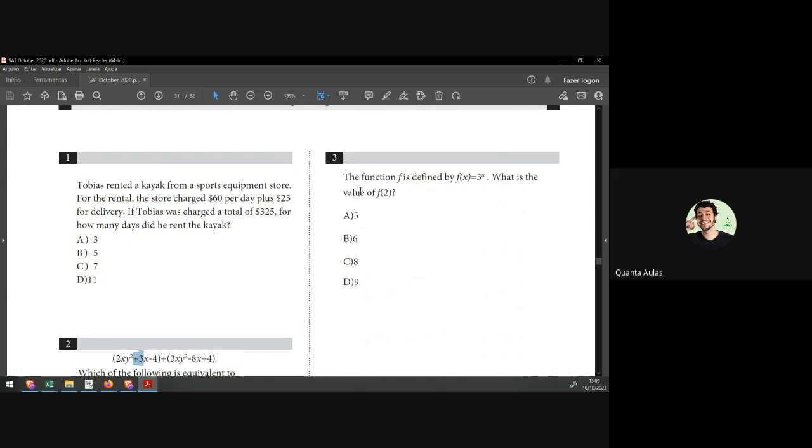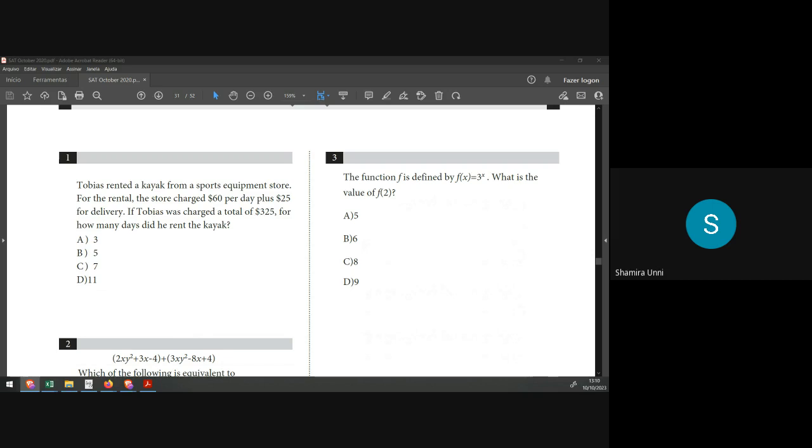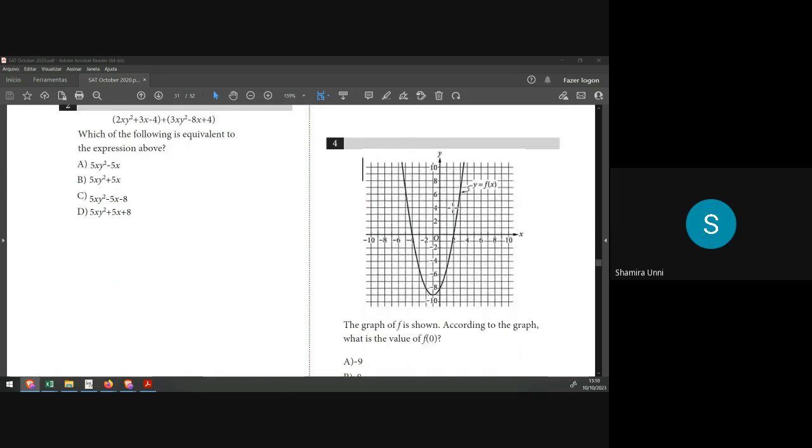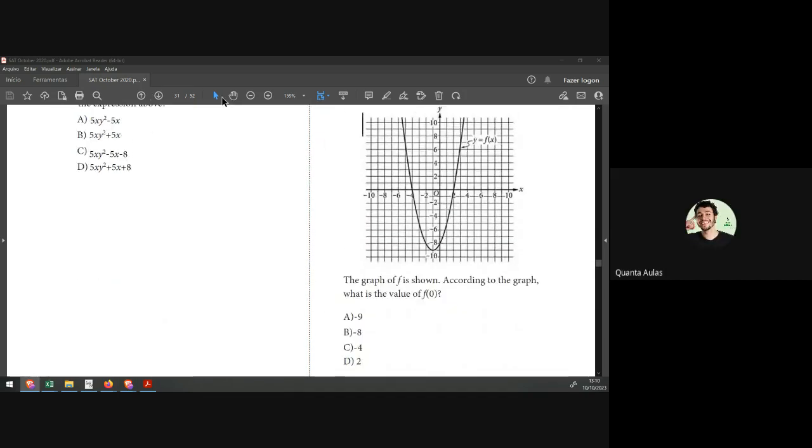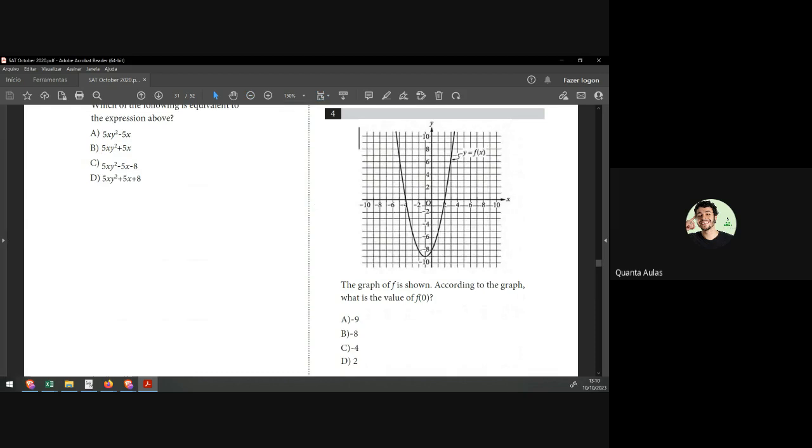3. 9. Just put the number 2 in X. Yeah. Okay. Easy. 4.